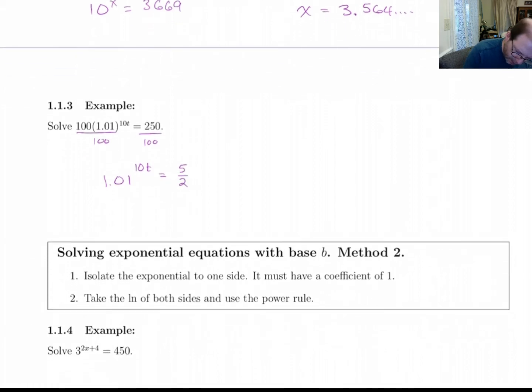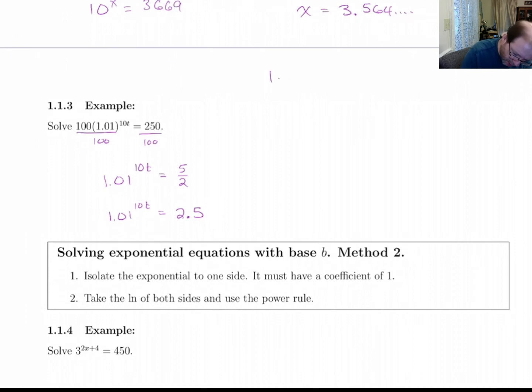All right. Tell you what, instead of writing it as 5 over 2, let's write it as 2.5. Keep everything in terms of decimals here, not that it matters. And now we want to take the log of both sides. Now, which base will we use? Well, we use base 1.01. That seems a little unwieldy, but it'll work.